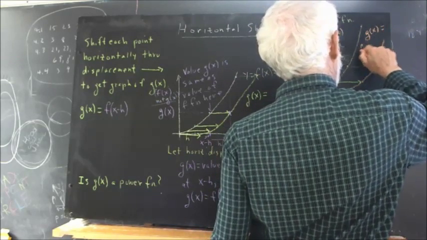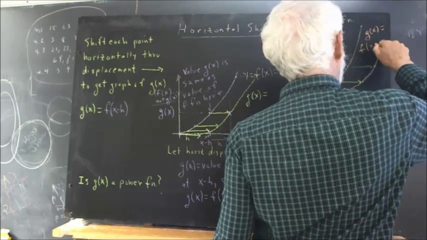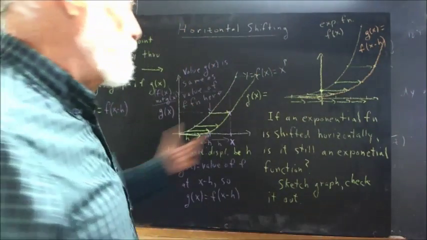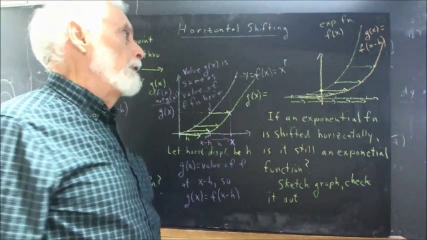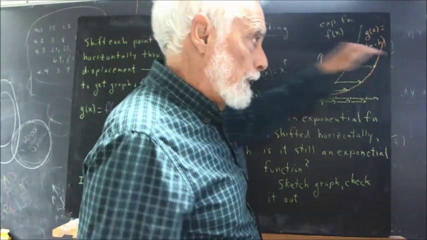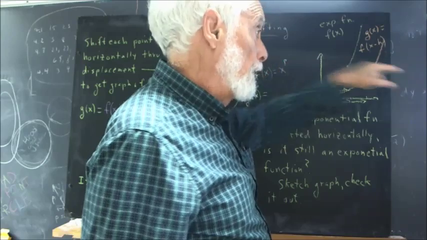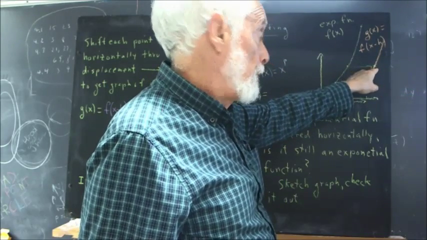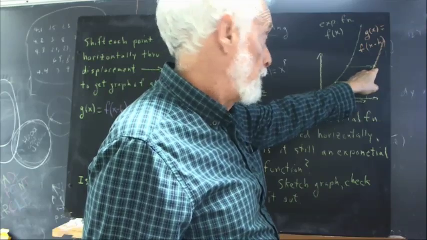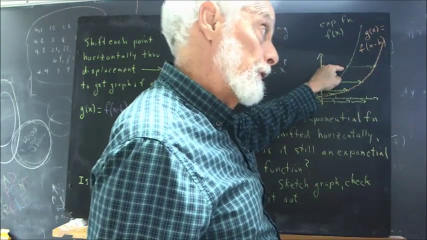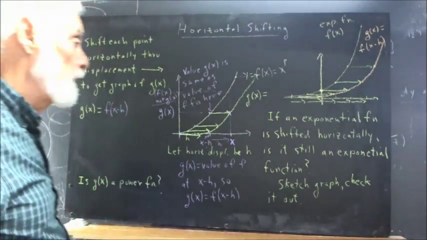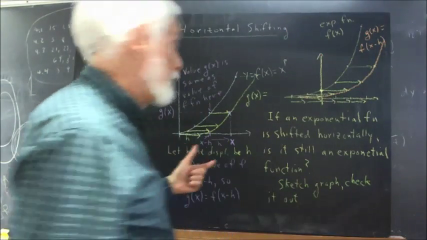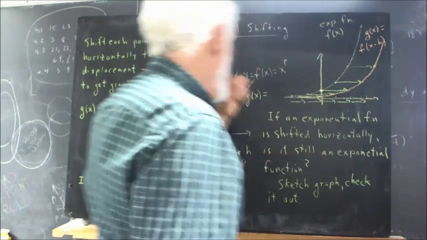equals, just as before, f of x minus h. The reasoning is no different. It doesn't matter what the graph is. If you shift the f function h units in this direction, then the value of the g function is equal to the value of the f function h units back in this direction. It doesn't matter what f of x is. We can always say this.